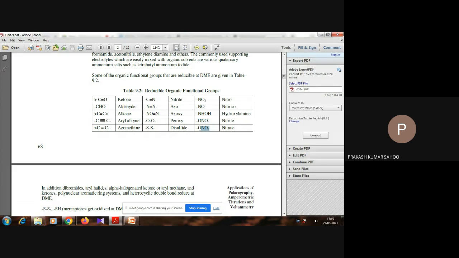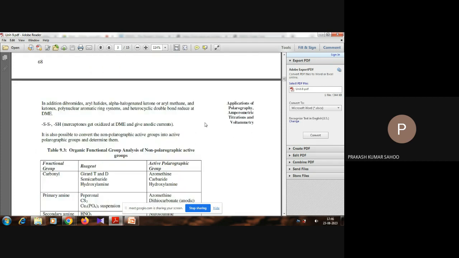and nitro. So this is wrongly written here. The O is not there, only NO2. Okay. So if oxygen is linked to the metal, it is known as nitrito. If nitrogen is bonded, then it is called nitro. So it is wrong. The O is not here. Okay. So these are the reducible organic functional groups.